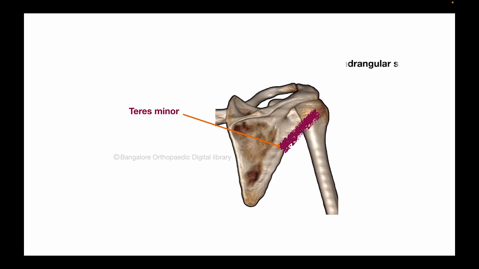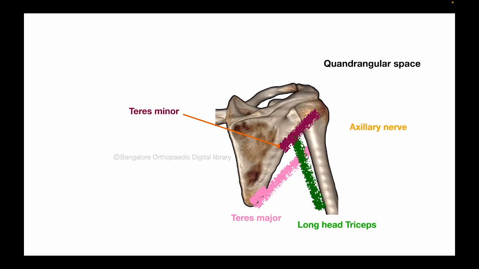Boundaries of the quadrangular space are formed by the teres minor superiorly, the teres major inferiorly, the long head of triceps medially, and the surgical neck of the humerus forms the lateral boundary. The axillary nerve, accompanied by the posterior circumflex humeral artery, passes through this intermuscular space.